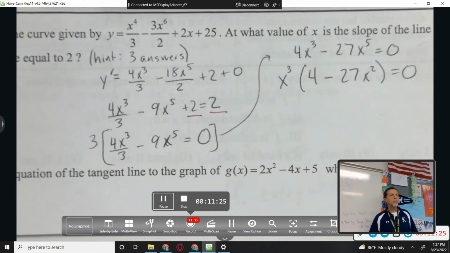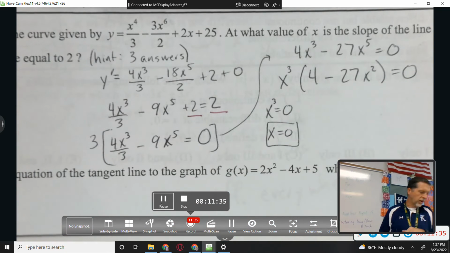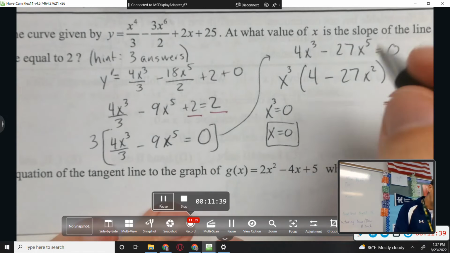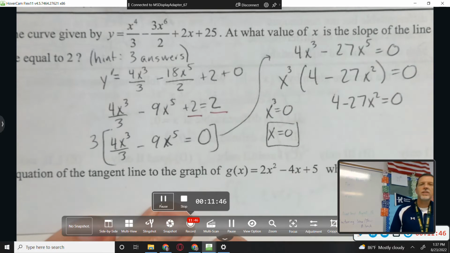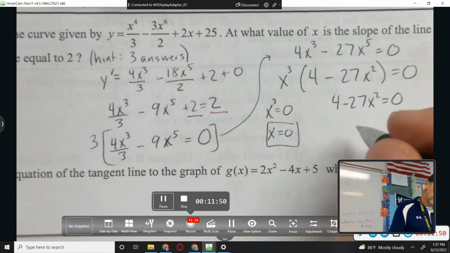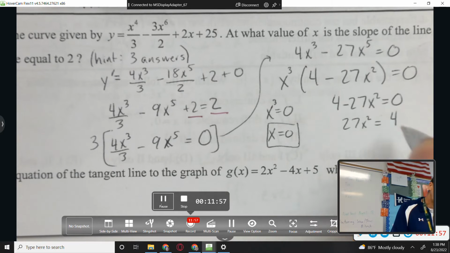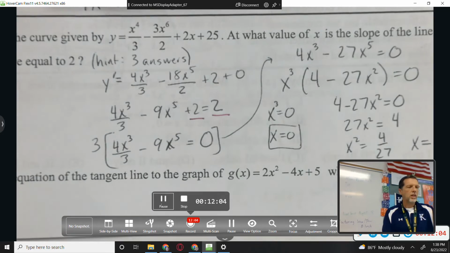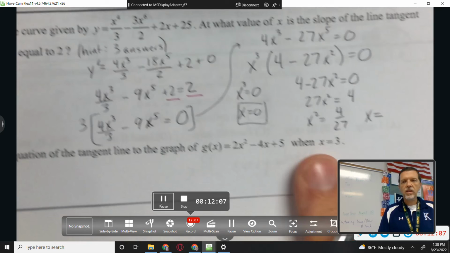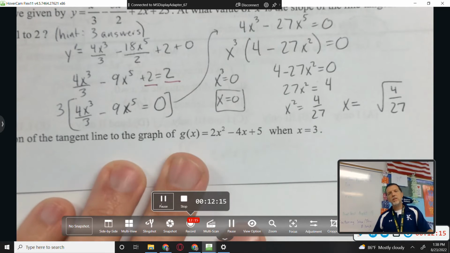Now we're getting somewhere, because now we can set each of the factors equal to 0. So x cubed equal to 0 would mean x equals 0. So there's one of our answers. The other answer, 4 minus 27x squared equals 0. I would move the 27x squared over just to make it positive. So x squared equals 4 over 27. And then we'll square root both sides. And we don't have to simplify square roots, because that's not a calculus thing.